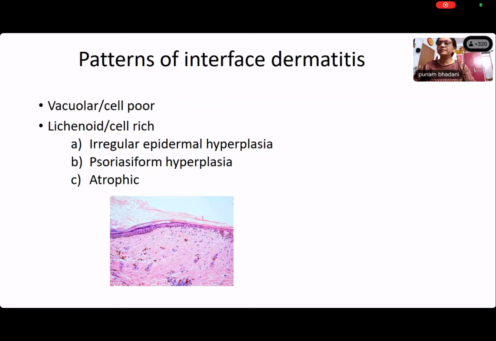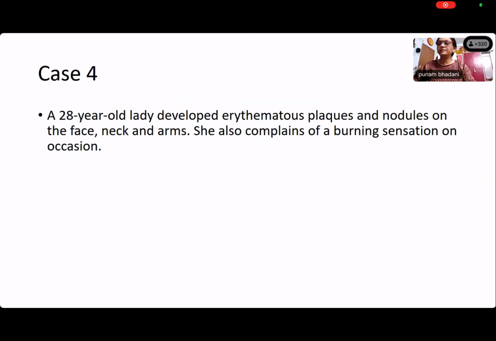Right. So thank you. We'll move on to the next case, case number 4. Can I ask Bhagyashree to take this case? So this is a 28-year-old lady who developed erythematous plaques and nodules on the face, neck, and arms. And she also complains of a burning sensation on occasion. I did not tell you that the occasion was when she goes out in the daytime, because I thought that history would be too leading, so I held it back from you.